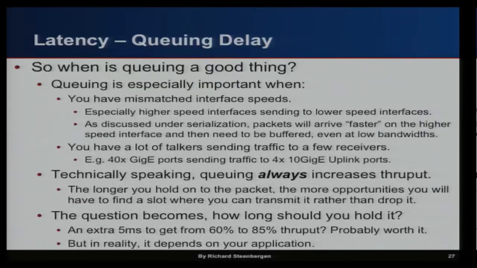So again, when is queuing a good thing? When you have mismatched interface speeds. For example, if you have a 10 gig client feeding data up to a 1 gig transit link or peer or something like that. Even if you're transmitting 500 megabits, even if by all means the data should fit in the pipe, what actually happens is, because the data serializes faster over the 10 gig, the packets arrive faster than they can go out on that 1 gig link, and so they must be buffered.